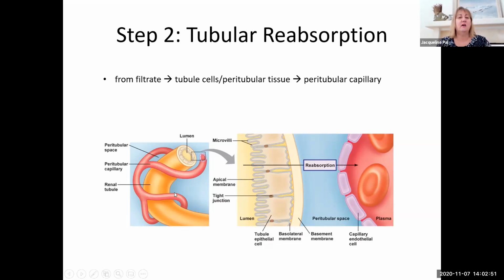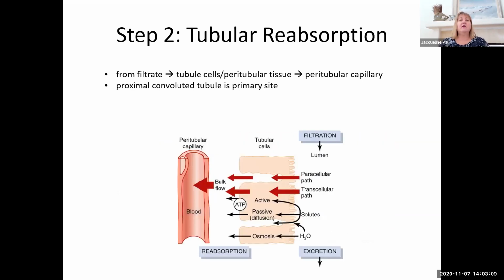So if you recall, we have peritubular capillaries up there in the renal cortex surrounding the proximal convoluted tubule. So we're going to have substances being reabsorbed back into the bloodstream. That's why it's called reabsorption and not absorption. Now, in tubular reabsorption, the primary site is going to be the proximal convoluted tubule.